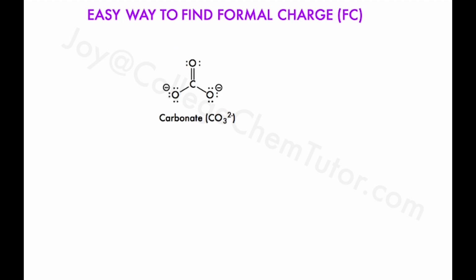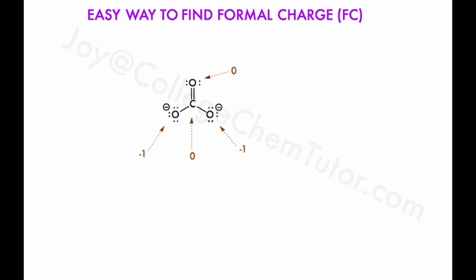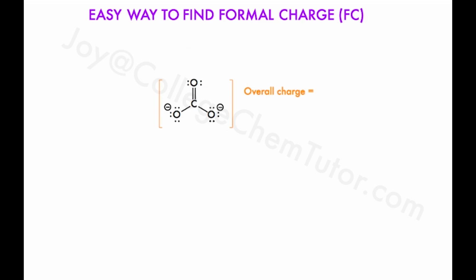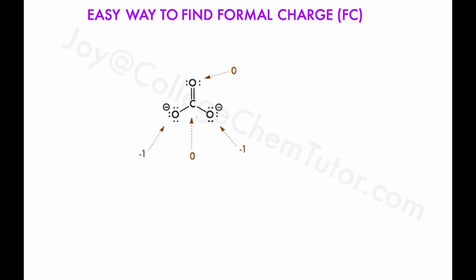To provide an example, here are the formal charges of each atom in carbonate. The overall charge is -2, since it's the sum of all the individual formal charges of 0, 0, -1, and -1.